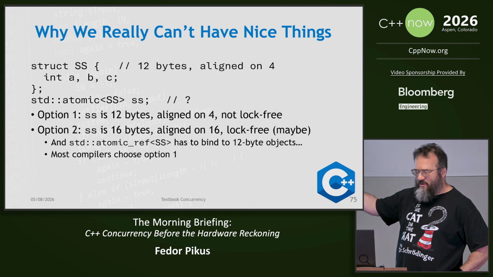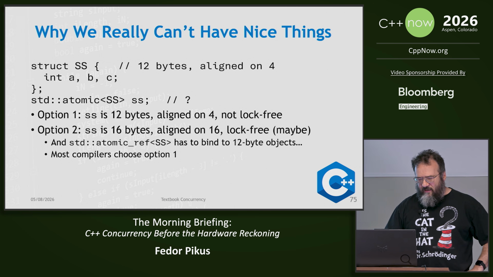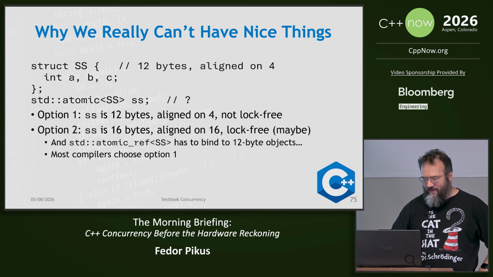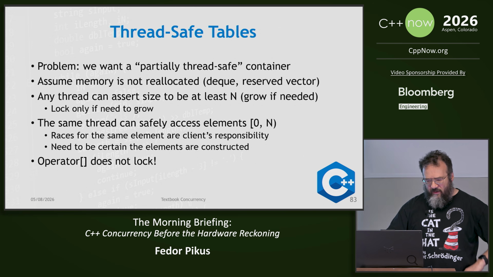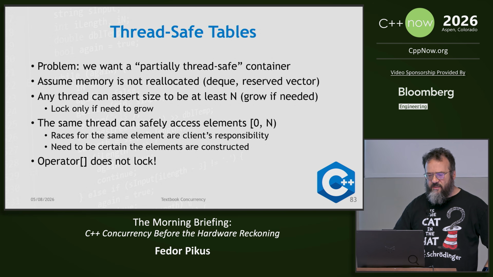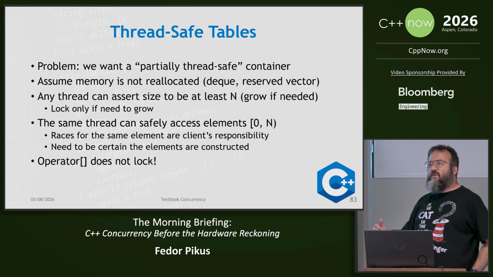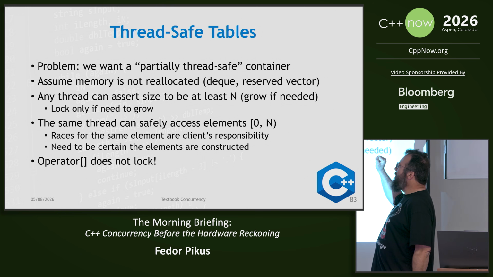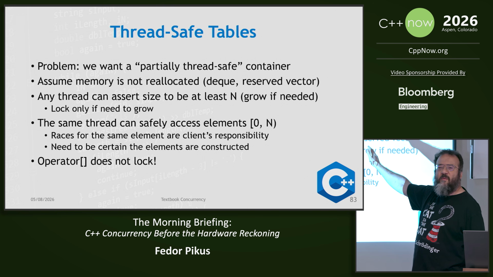Do the bit cast. That's the only portable way, although Clang will do what you just said, GCC won't. All right. In the remaining few minutes, let's put it all together to implement a partially thread-safe container.